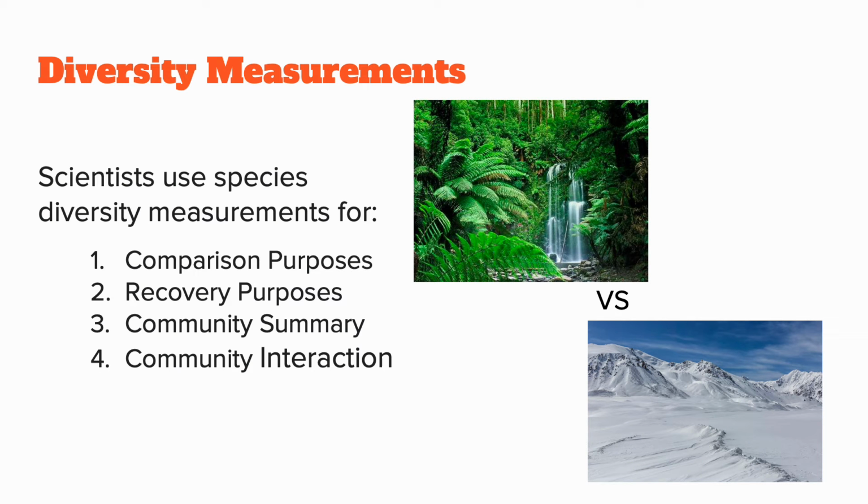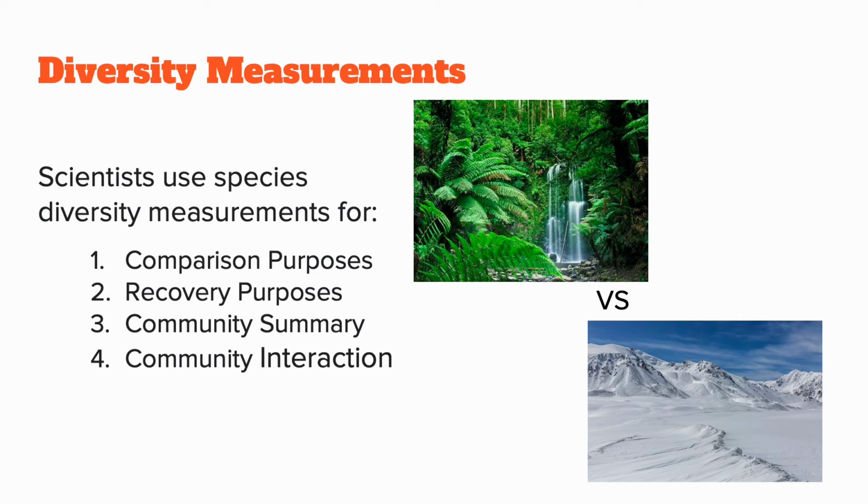Scientists use these diversity measurements for comparison purposes, recovery purposes, community summary, and community interaction. An example of comparison would be these two pictures here, where the tropical rainforest has over 700,000 species, but the tundra only has around 2,000 species. Recovery deals with the amount of diversity that relates to a disturbance or catastrophe in a given habitat and how that habitat's responding to that disturbance.